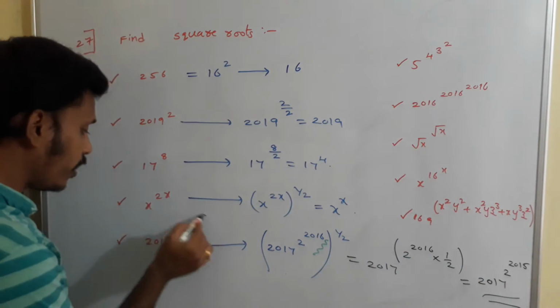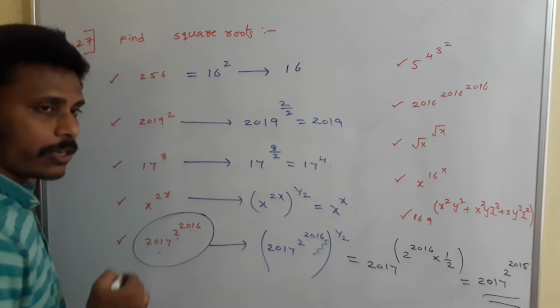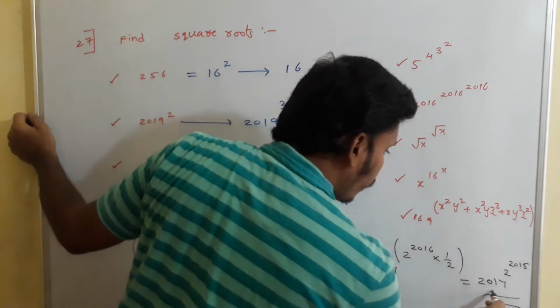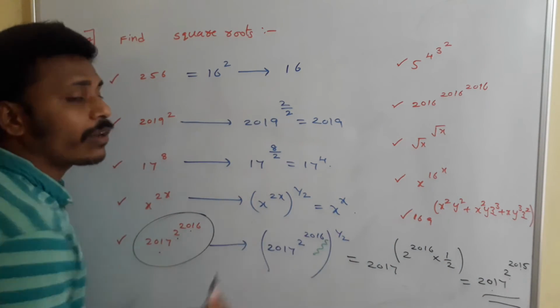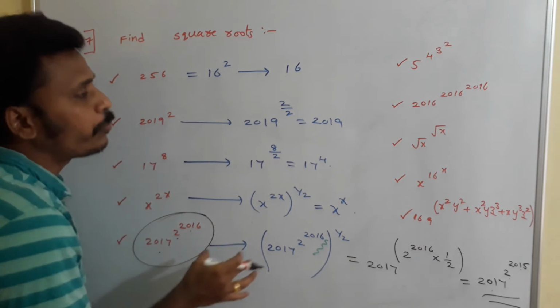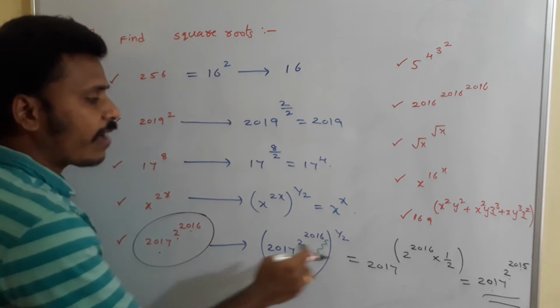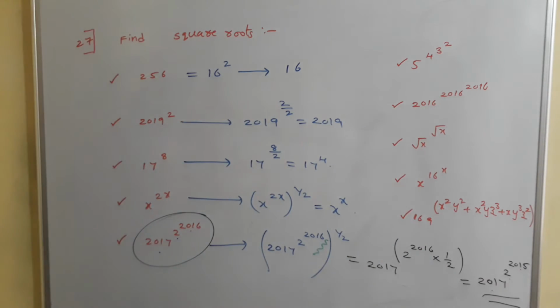Just observe the question here. Question is this: 2017 power 2 power 2016, and the answer is what? 2017 power 2 power 2015. Why? We are applying power 1 by 2 because we are trying to calculate square root. That much simple to answer these questions. First, have a look at these questions and then I am going to solve the remaining. This is the way of finding square roots for exponent to the power exponent.